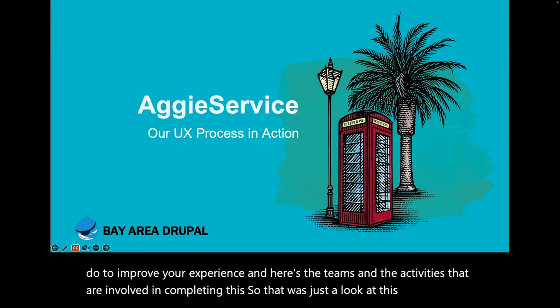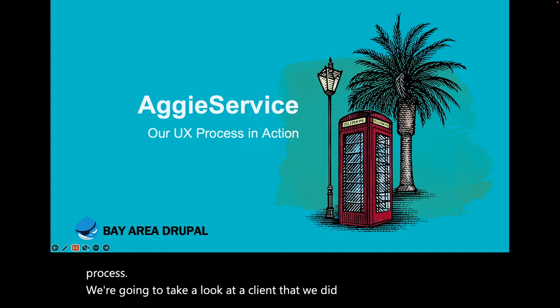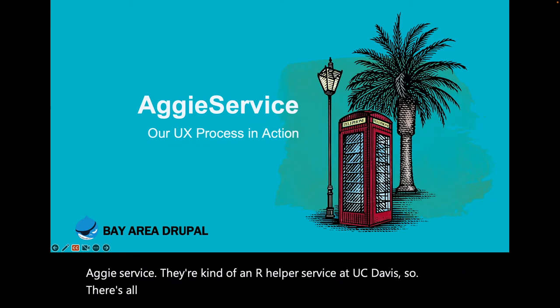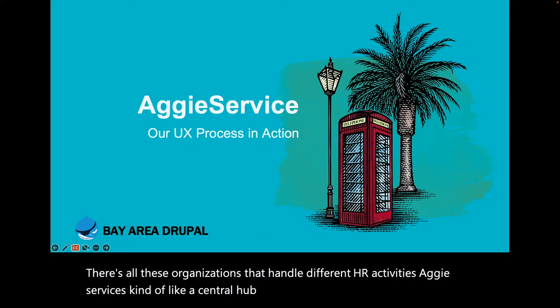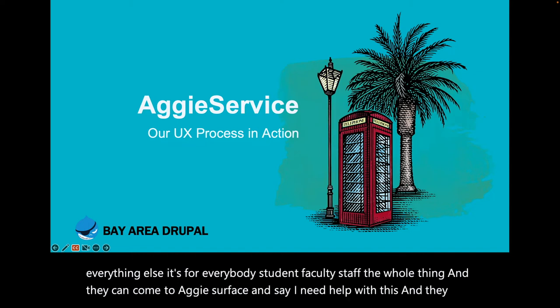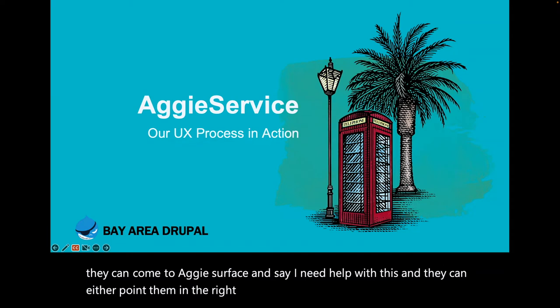So that was just a look at this process. We're gonna take a look at a client that we did this with recently called Aggie Service. They're kind of an HR helper service at UC Davis. So there's all these organizations that handle different HR activities. Aggie Service is kind of like a central hub for people on campus, whether it's for everybody, student, faculty, staff, the whole thing. And they can come to Aggie Service and say, I need help with this, and they can either point them in the right direction or they can start a case and get it sort of taken care of.